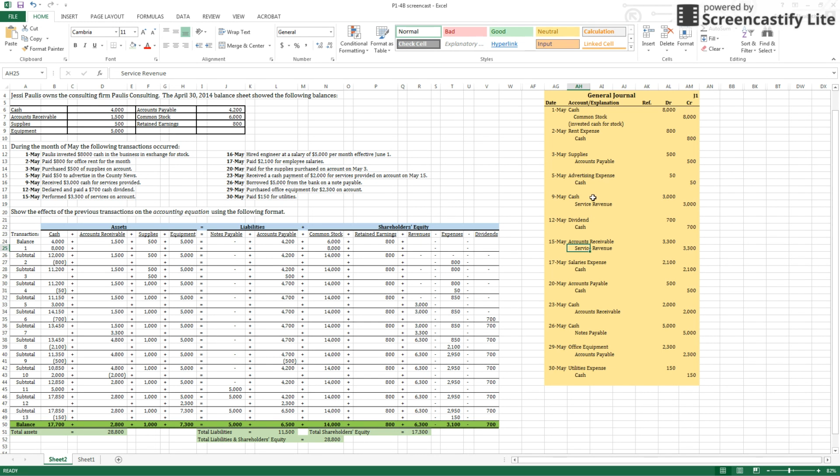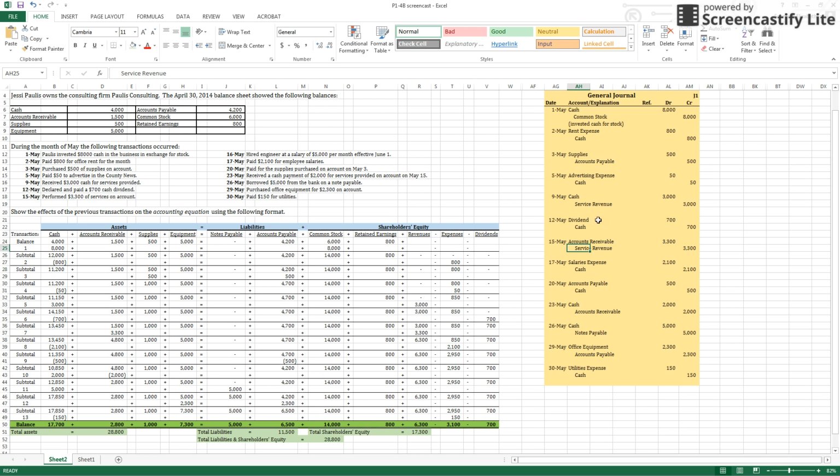On the 9th of May, we received $3,000 cash for services provided. So we received cash, we increased our cash, and that was revenue, and we increase our revenues with a credit because they are a positive part of shareholders' equity.